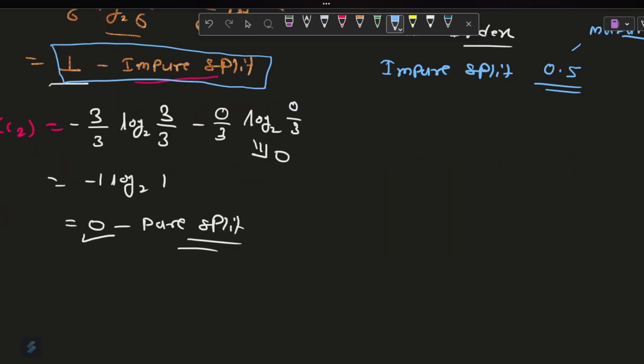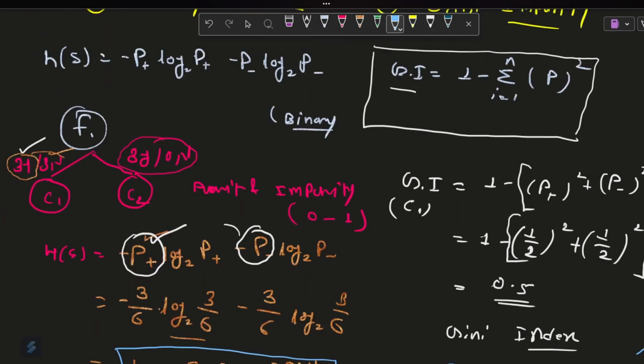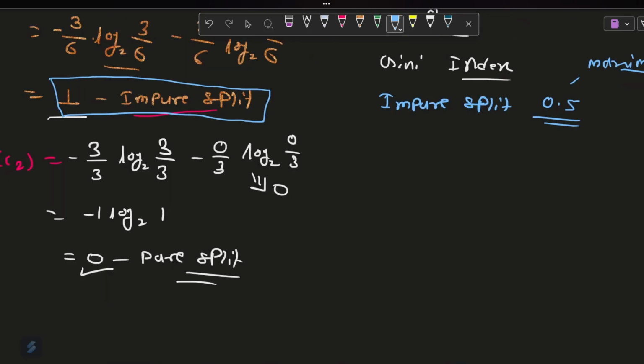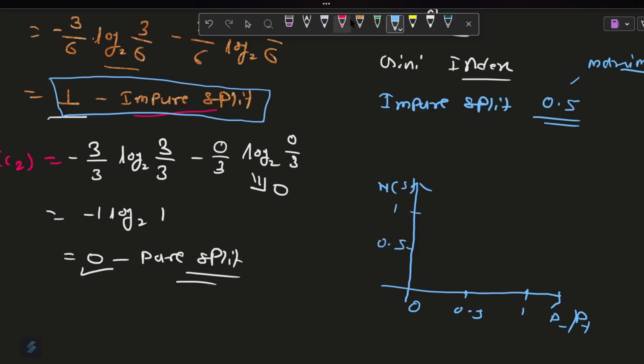Okay, so this is the concept that we use in decision trees. Similarly, one more thing we should understand is when we draw a graph, with respect to yes and no, with the H of yes. So that's 1, and that's 0.5.